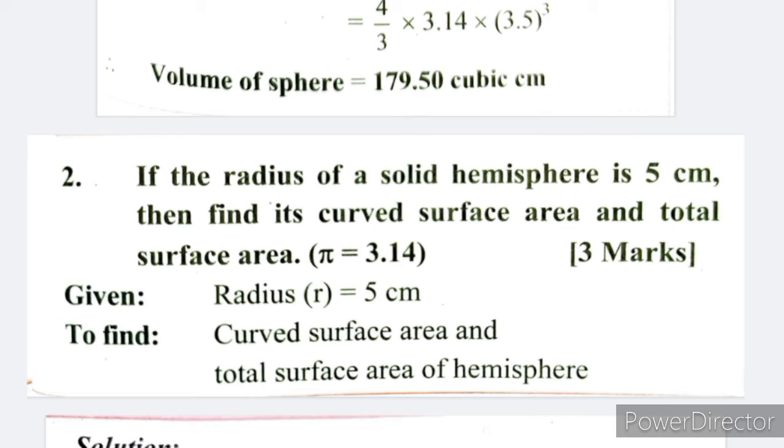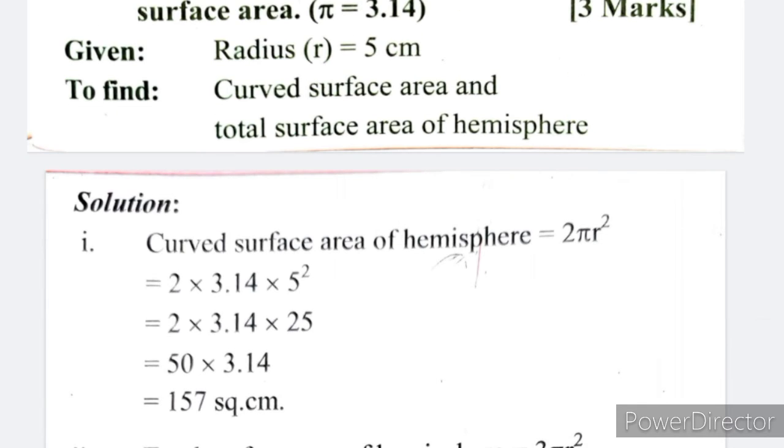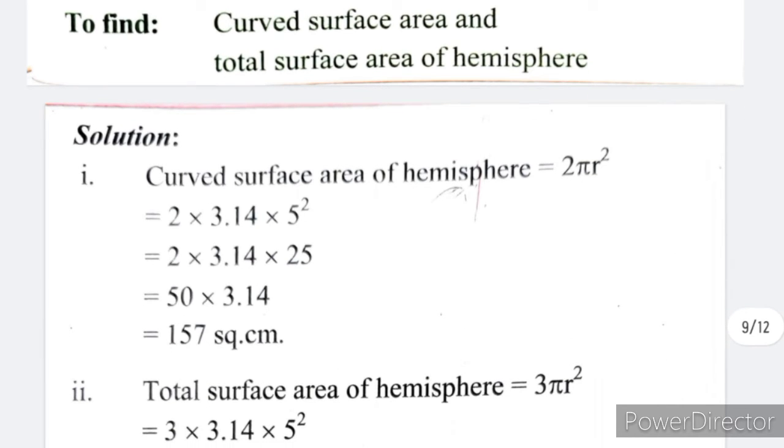Also we have to find the curved surface area of the hemisphere. The curved surface area and the surface area of a hemisphere are the same, so we are going to use the surface area formula here for curved surface area, that is 2 pi r square. So 2 into 3.14, and the radius is 5, so 5 the whole square. So 2 into 3.14 into 25. 2 into 25 is 50, so 50 into 3.14 is equal to 157 square centimeter.